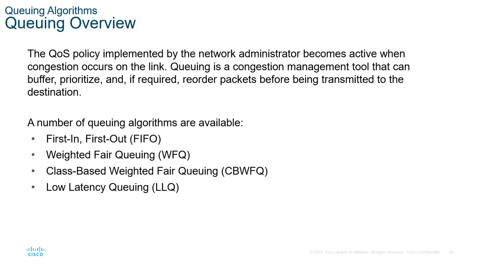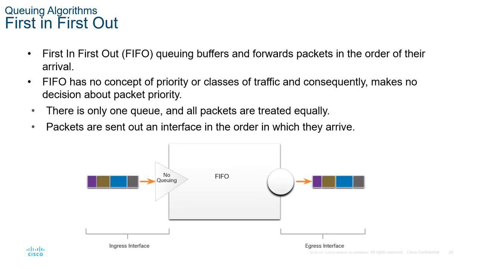There are a few different queuing algorithms that are used. First in, first out, weighted fair queuing, class-based, and low latency queuing are just some of the more common ones. So let's cover each one of these a little bit more in depth. So, first in, first out. Basically, first in, first out queuing buffers and forwards packets in the order that they arrive. There is no prioritization. Whatever came in first, that's what goes out first, and so forth.